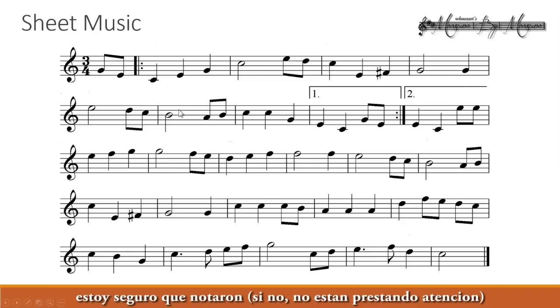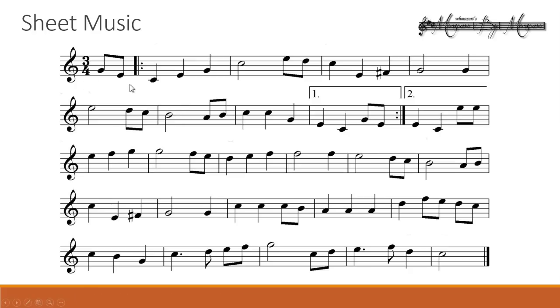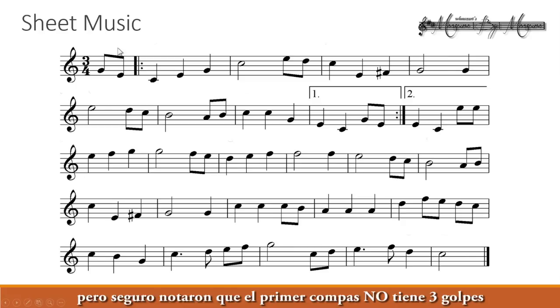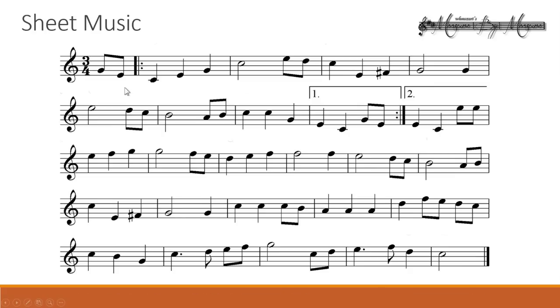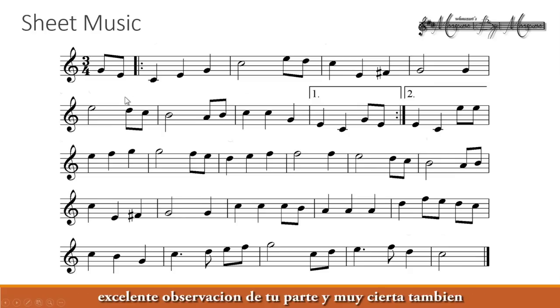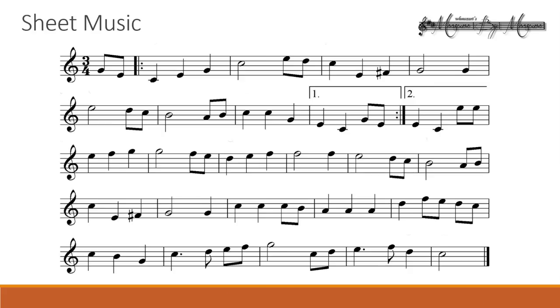I'm sure you have noticed. If you haven't, you're not paying attention. But I'm sure you noticed that this first measure does not have 3 beats in it. And that's very observant of you and very true as well. But this is a very common thing in music. It's kind of like jumping into the melody, like a little start, a little push to start the song. And I'm sure you recognize this song.